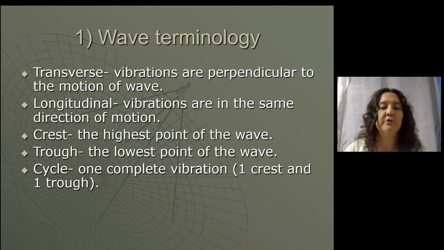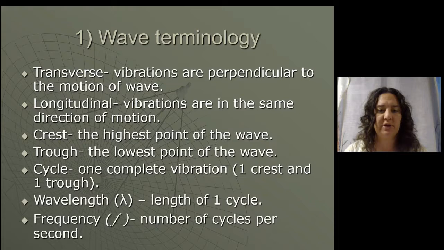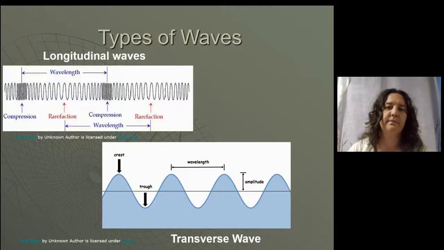When we talk about transverse waves, the crest is the highest point on the wave and the trough is going to be the lowest point on the wave. A cycle is one complete vibration of one crest and one trough. Wavelength is going to be the length of the cycle, and the frequency is the number of cycles per second, and we measure that in hertz.